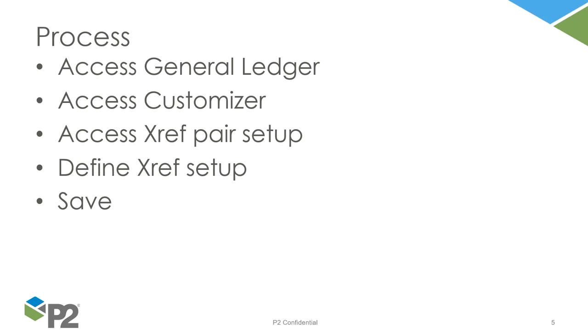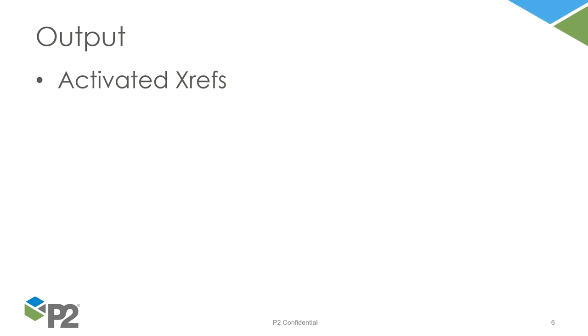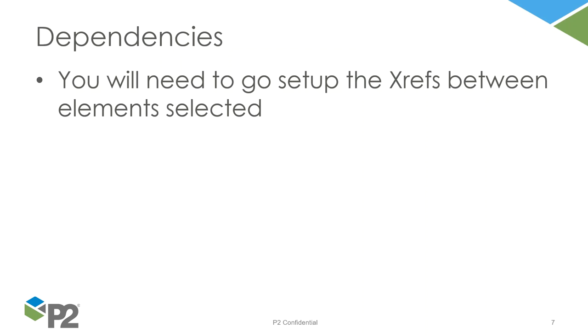So to configure the cross-references, you need to go to General Ledger Customizer and you open the Xref Pair setup screen, and then you define the cross-references. Then you save. Whenever this process is done, you have now activated cross-references for the combination of elements selected. This doesn't mean that you have defined the cross-references, you have just activated the cross-references.